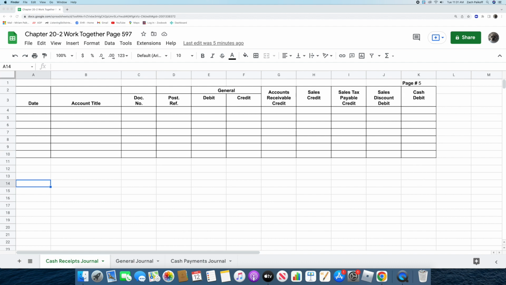Alrighty, so now we're going to be moving on to the 20-2 work together, in which we will be journalizing notes payable transactions.